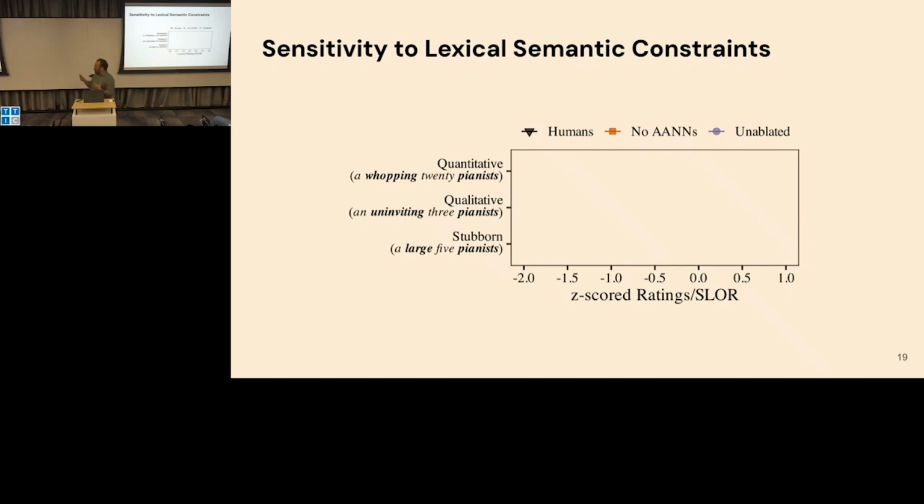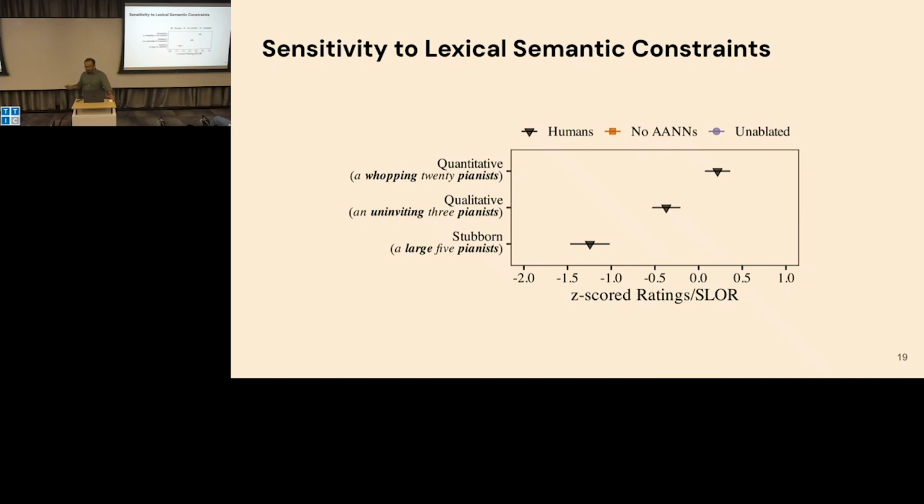And so the question was, okay, what about things like a blue 5 pencils? So we have 3 ways of looking at it. We have a whopping 20 pianists, where we take human nouns, and we have quantitative adjectives, so adjectives that are quantitative in nature, whopping, qualitative and uninviting 3 pianists, the stubbornly distributive case, a large 5 pianists, and on the x-axis we have normalized ratings and the language model scores. So what we see is that humans love quantitative relative to others, are so-so on qualitative, and do not like stubbornly distributive cases.